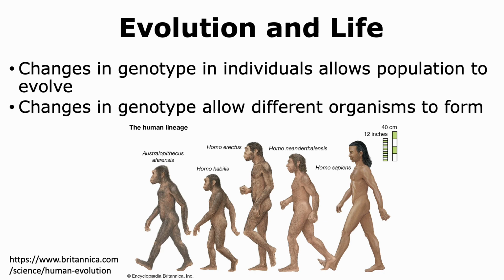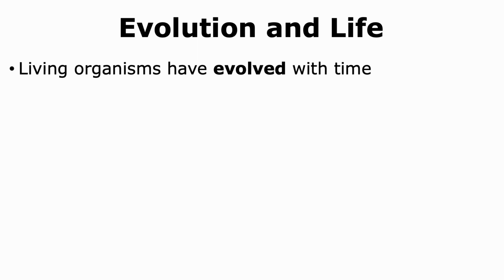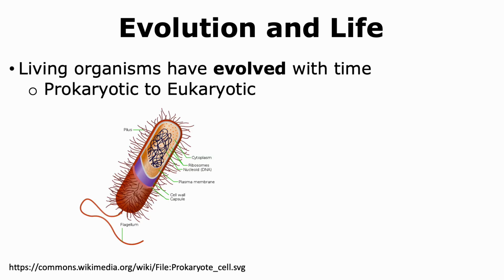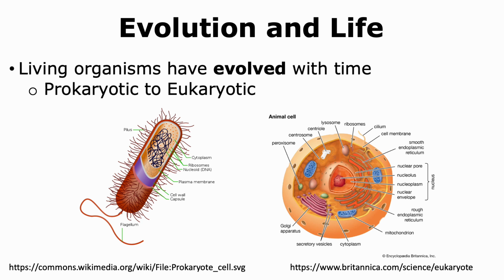Similarly, changes in genotype in populations can allow different organisms to evolve. For example, Homo sapiens evolved from species that were present previously, like Homo erectus, which in turn evolved from other types of species, like the Australopithecus afarensis. There is a lot of evidence that living organisms have evolved with time. For example, life began with prokaryotic organisms, which had a much simpler internal composition than eukaryotic organisms, which evolved from prokaryotic organisms.